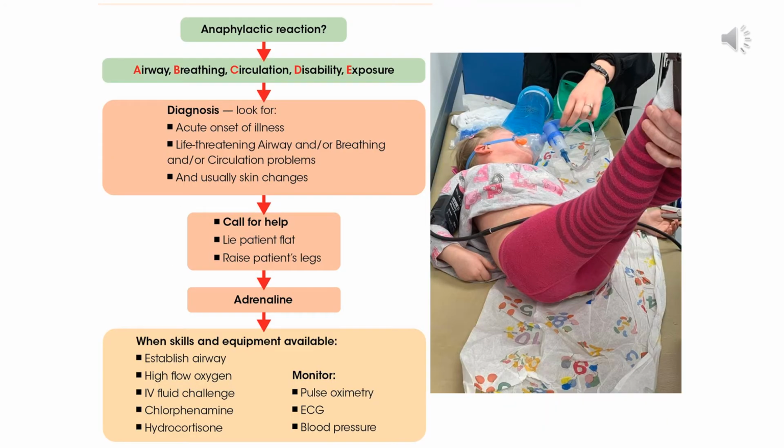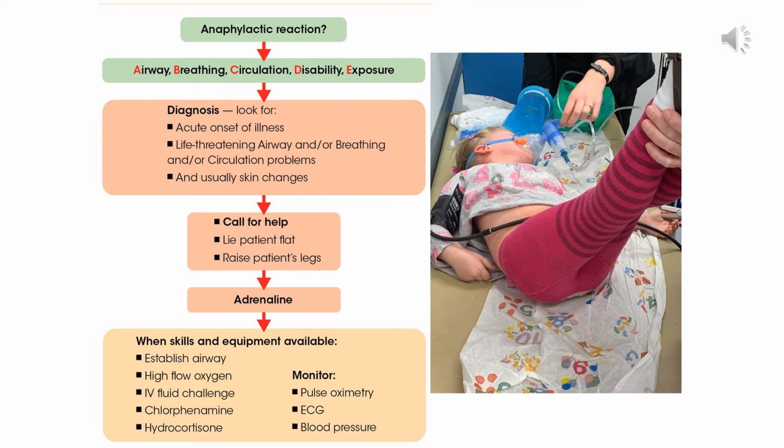Continuing on and looking at our anaphylactic reaction, airway, breathing, and circulation are big issues that we need to look at with these patients. It is an acute onset. It is life-threatening with the airway and breathing situation. And we need to call for help quickly. The position that you see in the picture on the right side of your screen is a shock position. I put it on a couple of different slides that you've seen throughout these presentations.